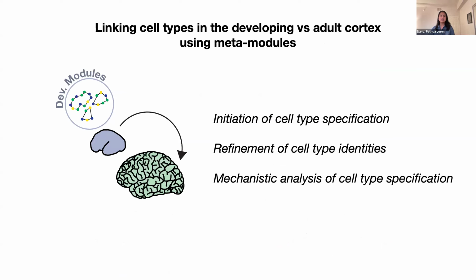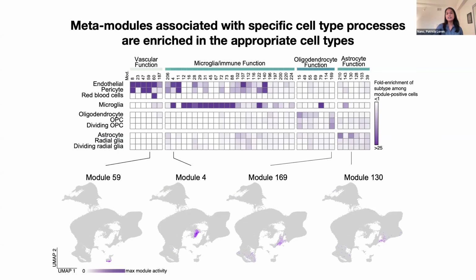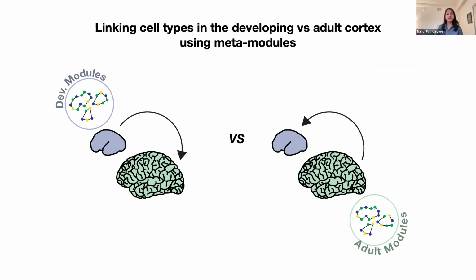But before we really started going deep with these tools, we had to ask ourselves first, is it better to take developmental modules found in a developmental context and then track them throughout the lifespan? Or should we actually instead go backwards and ask what are the meta-modules in the adult cortex and how do they map back to the developing brain?